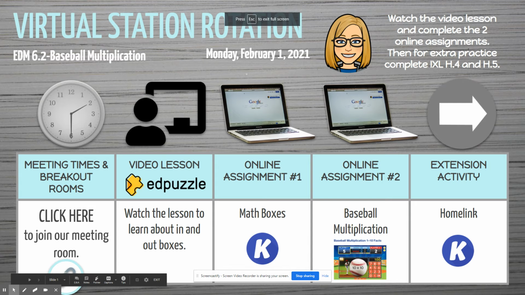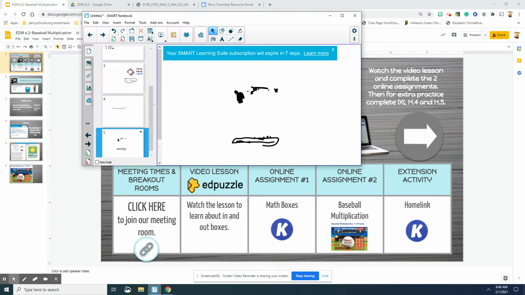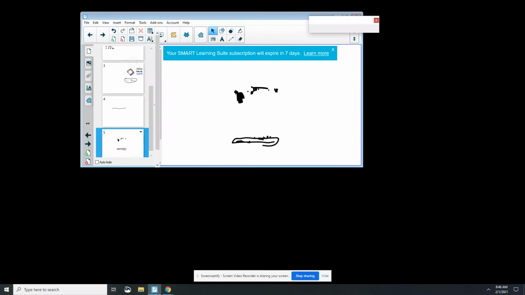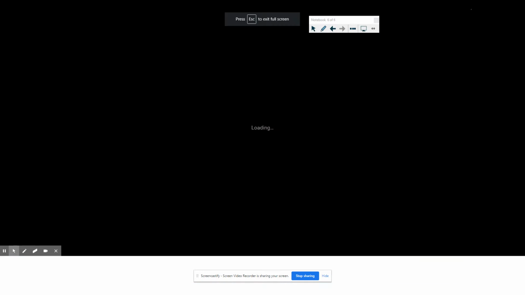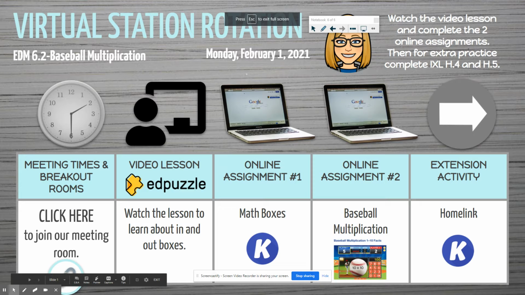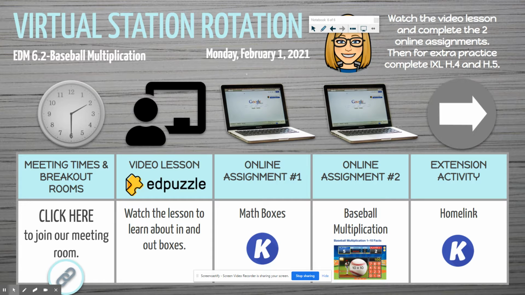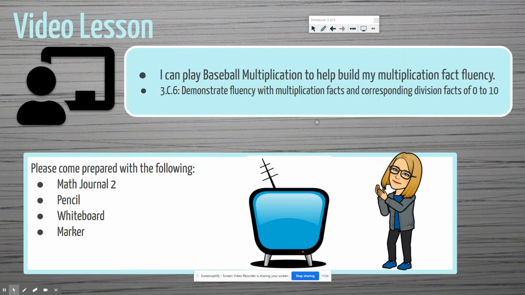Hey guys, so for today we are working on Everyday Math lesson 6.2, and we are going to be looking at baseball multiplication. Now on this one, it's going to be a pretty easy day because we're learning a new game. But you have your math boxes, then I want you to play some baseball multiplication, then you have a math homework to do. So your goal for today is: I can play baseball multiplication to help my multiplication fact fluency.